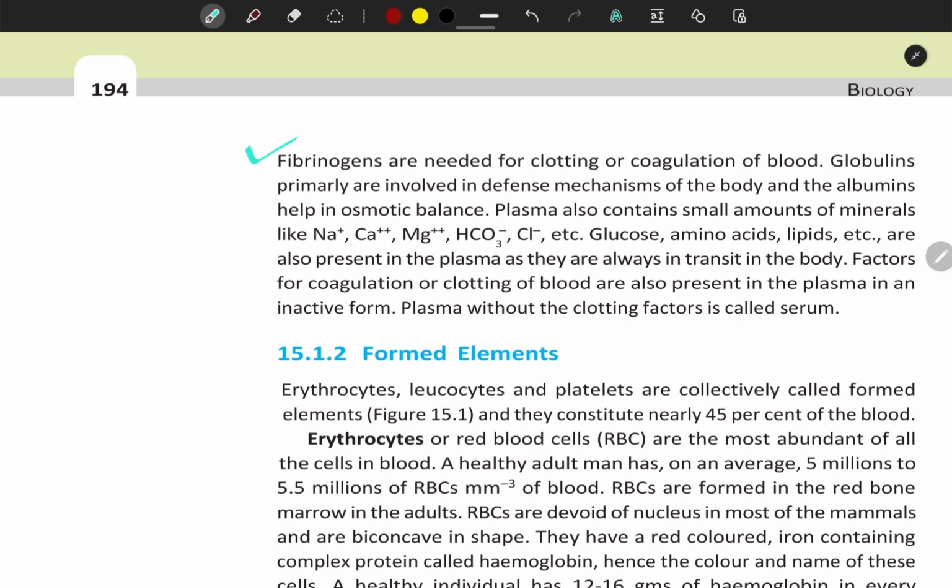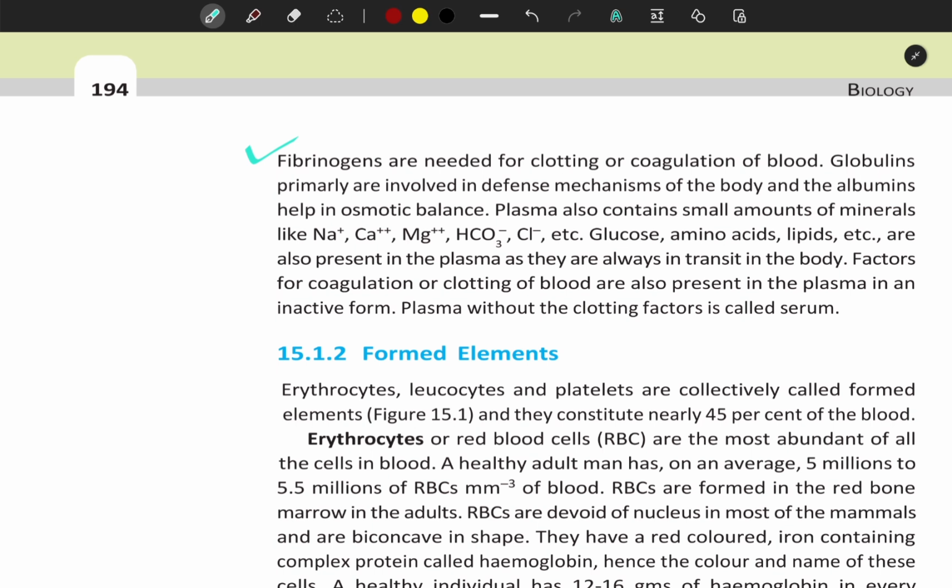Fibrinogens are needed for clotting and coagulation of blood. Globulins primarily are involved in defense mechanism of the body, and the albumins help in osmotic balance. Plasma also contains small amounts of minerals like sodium, calcium, magnesium, bicarbonates and chlorides, etc. Glucose, amino acids, lipids, etc. are also present in plasma as they are always in transit in the body.